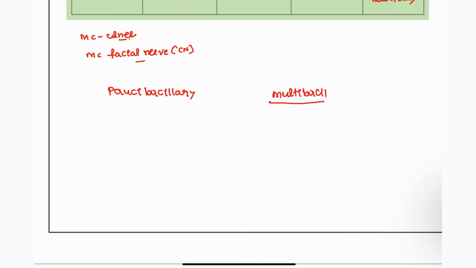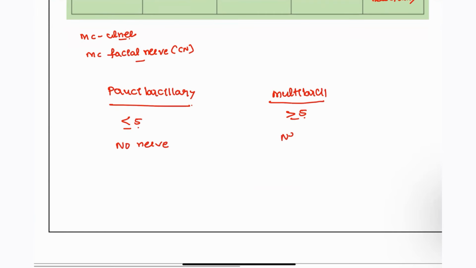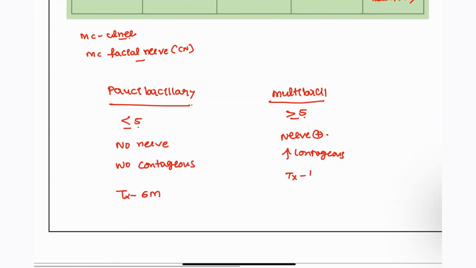So paucibacillary means the patient has fewer than 5 lesions. Multibacillary means more than 5 lesions. No nerve involvement will be seen in paucibacillary; here, the nerves are already involved in this patient. Paucibacillary is less contagious compared to the multibacillary, which is highly contagious to the surrounding people. Treatment will be given for this patient for 6 months. Here the treatment will be given for 12 months.